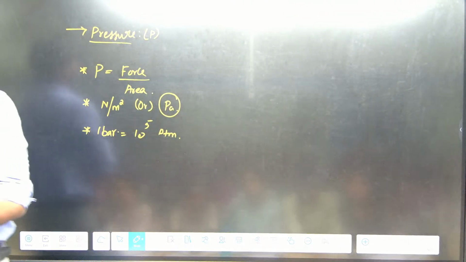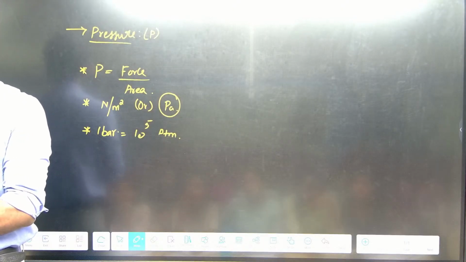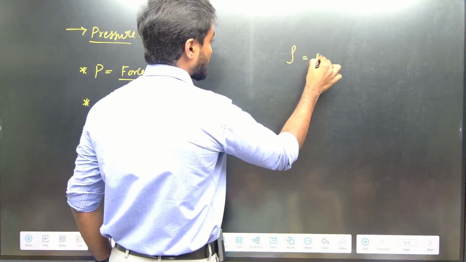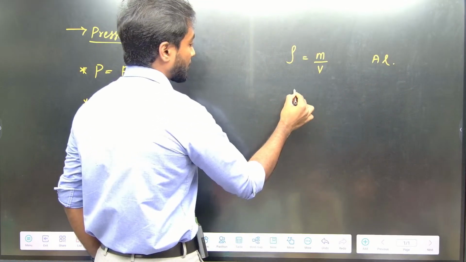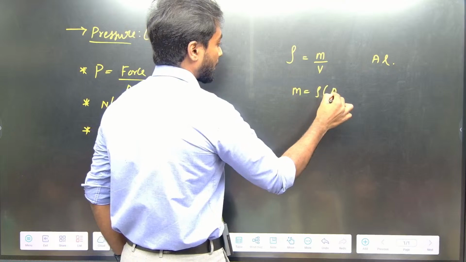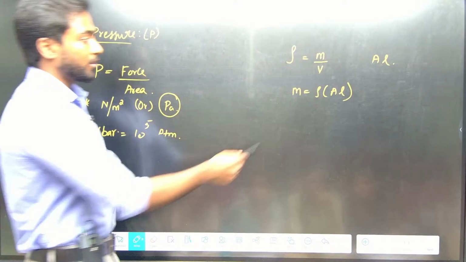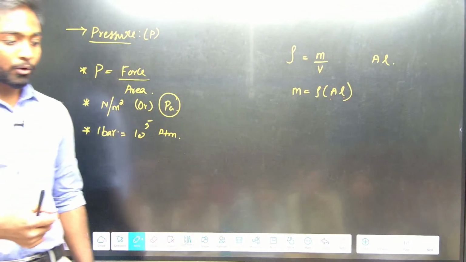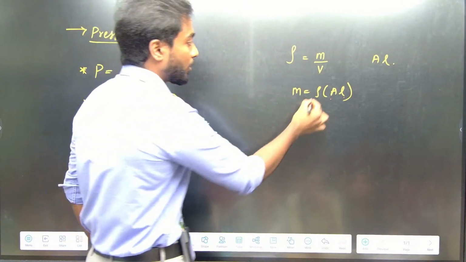And how can we rewrite volume in terms of area and length? Can I multiply area into length? That is nothing but volume. Yes, no? Suppose they have given density equals to mass by volume, and they have given area and length. Can I write mass is equal to density into area into length? Correct, no? Density into volume. And if they are talking about a small mass, which means a small volume, the density will remain constant.